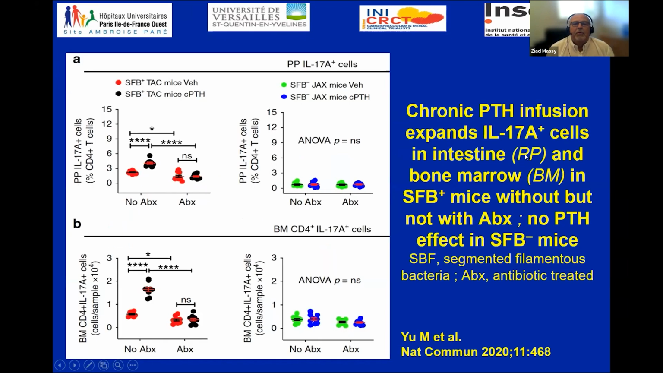They go further to explore the mechanism behind that. And they saw, for example, that chronic infusion expands the secretion of IL-17 through TH17 cells in the intestine as well as in bone marrow. You can see here that when you treat them with antibiotic, you lose this effect.